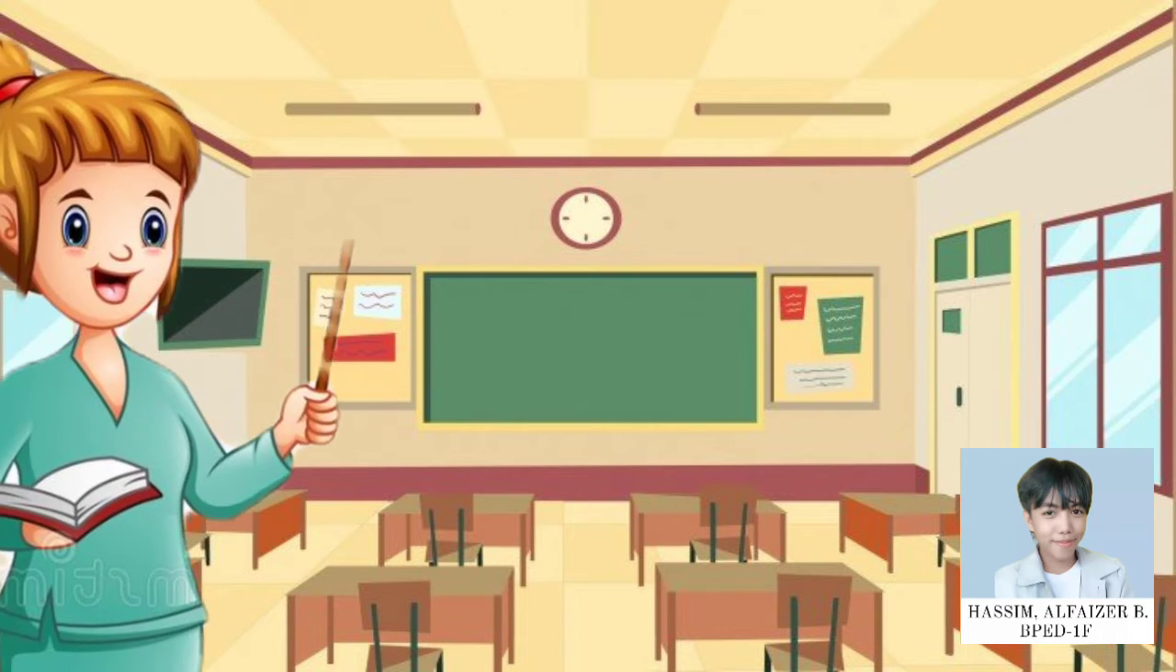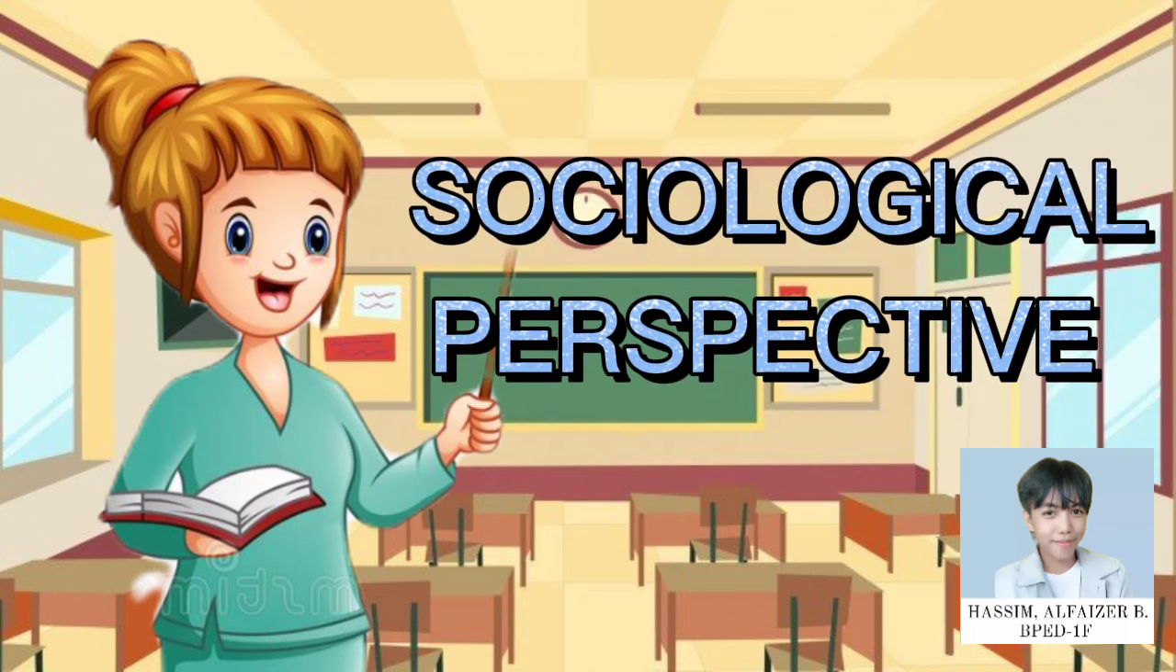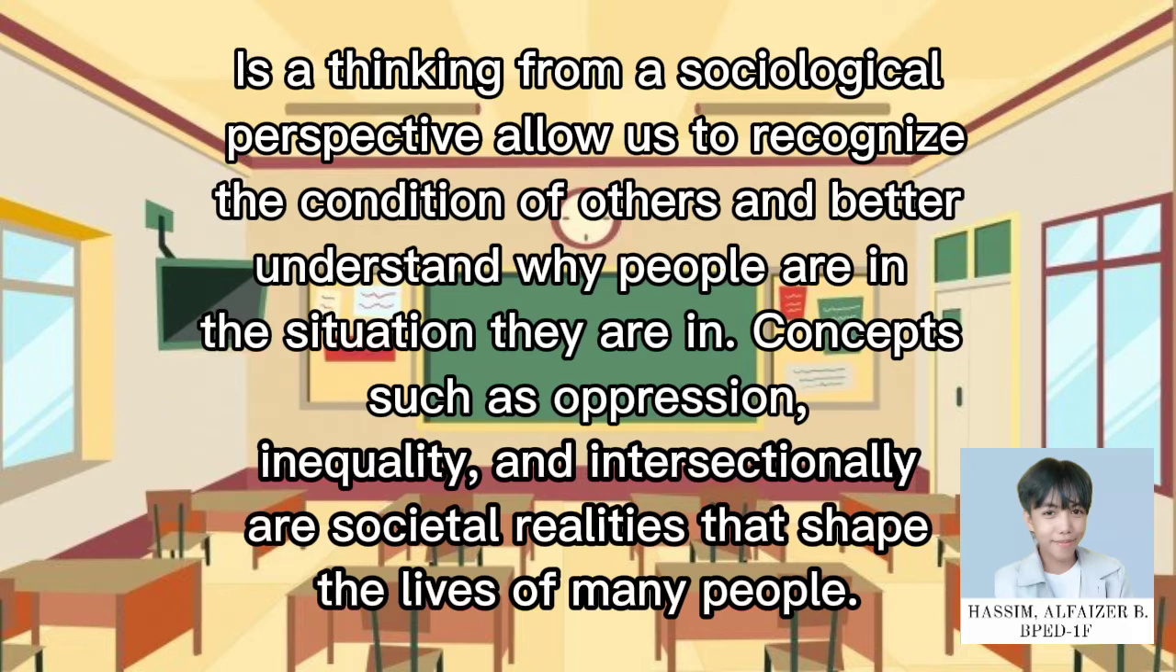So the second one is sociological perspective. So what is sociological perspective? Thinking from a sociological perspective allows us to recognize the condition of others and better understand why people are in the situation they are in. Concepts such as oppression, inequality, and intersectionality are societal realities that shape the lives of many people.